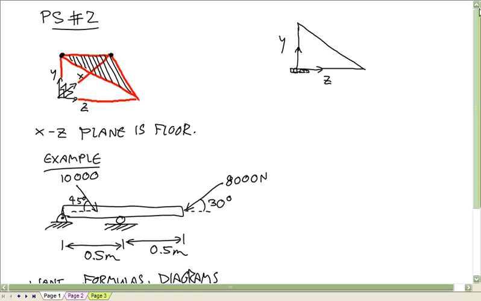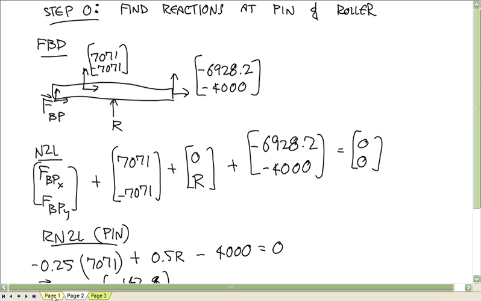Okay, the next step is we have to figure out what the important points are. So, whoops. What are those in this case? Okay, the endpoints. Yep. And then what else? Yeah, right. So one is where this applied force is, and the other one is where this roller is.